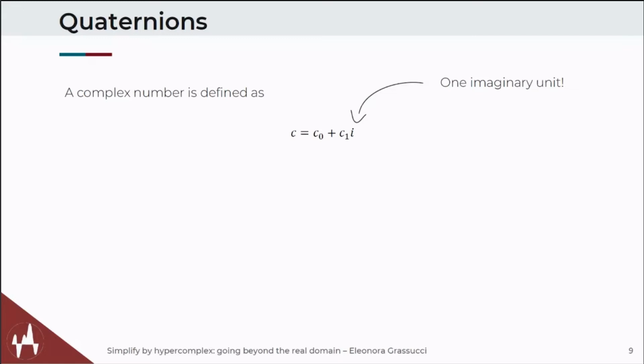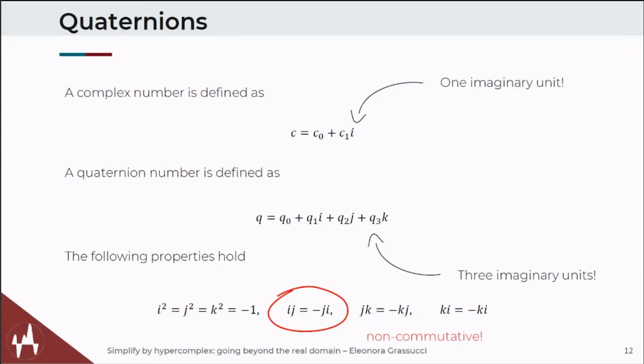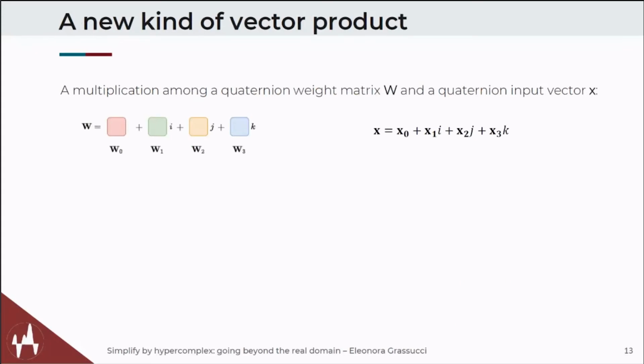A complex number is defined by two real-valued coefficients and one imaginary unit. A quaternion number instead is composed of 4 real-valued coefficients and 3 imaginary units. The most important thing is that for quaternion numbers the following properties hold, and mostly the product is non-commutative. So when multiplying two quaternions, we have to pay lots of attention to modeling the interplays among imaginary units. So Hamilton introduced the Hamilton product.